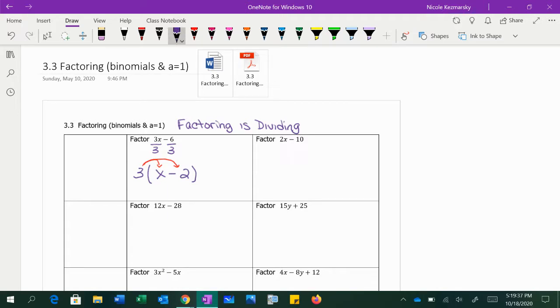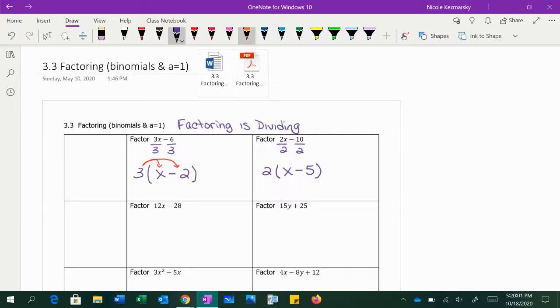Same thing with 2x minus 10. Both of those are divisible by 2 nicely. And so I'm going to write the 2, parenthesis, and then x minus 5. Sometimes what you're factoring out is not the first number that you see.